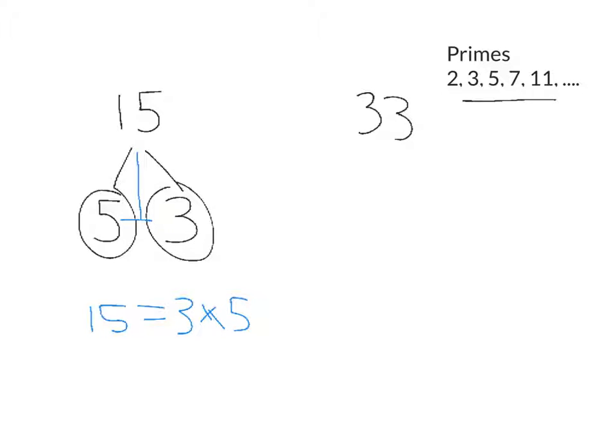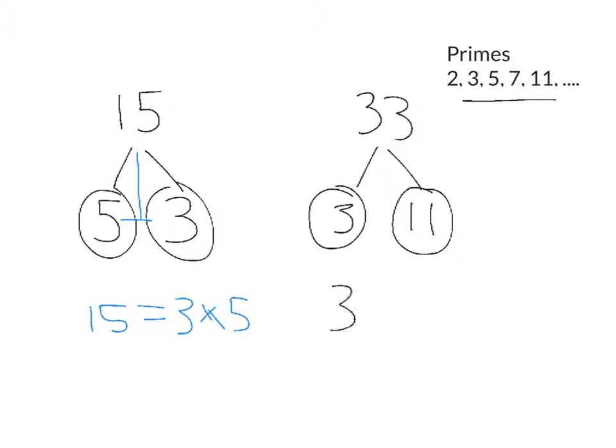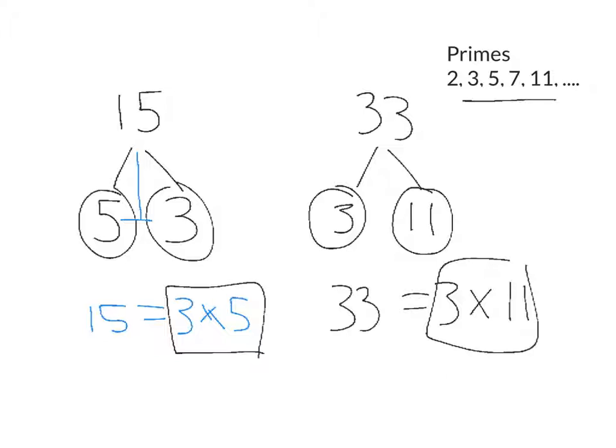So let's try that again. Let's try it with 33. So 33, I could do 1 times 33, but I need to get this down into prime numbers. So the way I'm going to do that is 3 times 11. And this, again, only has one other multiplication pair. So this is prime if I check up there on the right. This is prime. So 33 is equal to 3 times 11. That's all prime factorization is. So 3 times 5 and 3 times 11 is the prime factorization of those numbers.